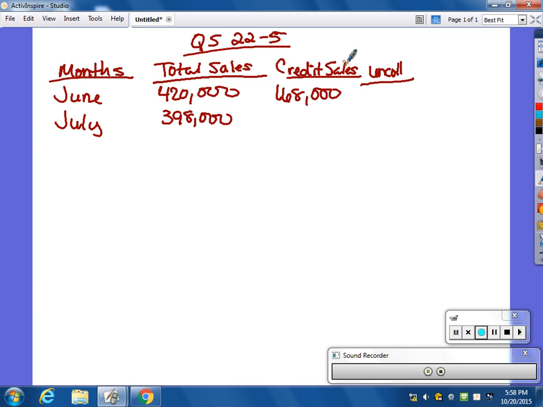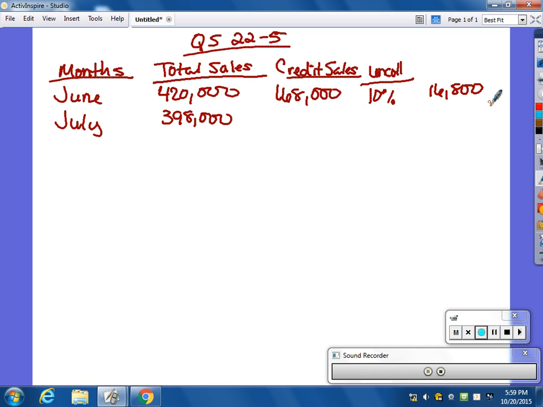So all of that. To say percent uncollected, 10%. And 10% of 168,000 is what? 16,800. What's the credit sales for July? The complete amount was 159,200, which is 40% of the total sales.